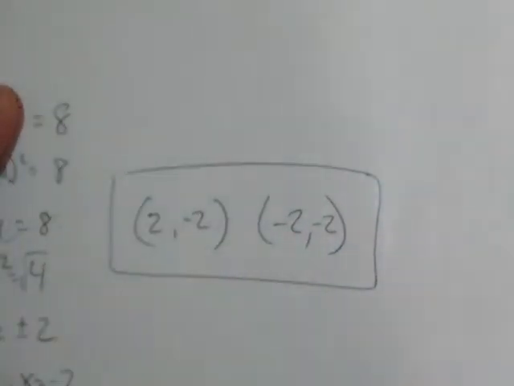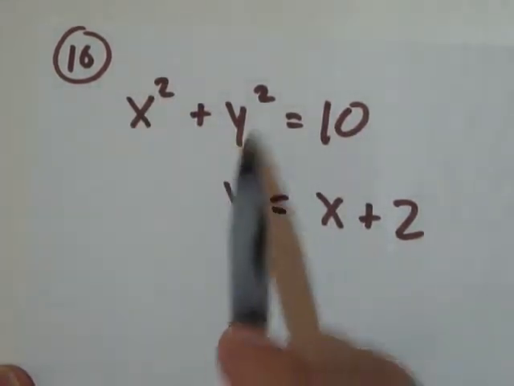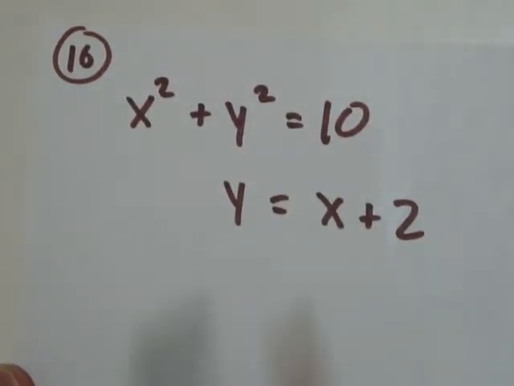Okay, so that was number 14. Let's roll right into number 16, guys. Number 16 looks like this, and this will be our last example for 8.6. So we got x squared plus y squared equals 10, and y equals x plus 2.